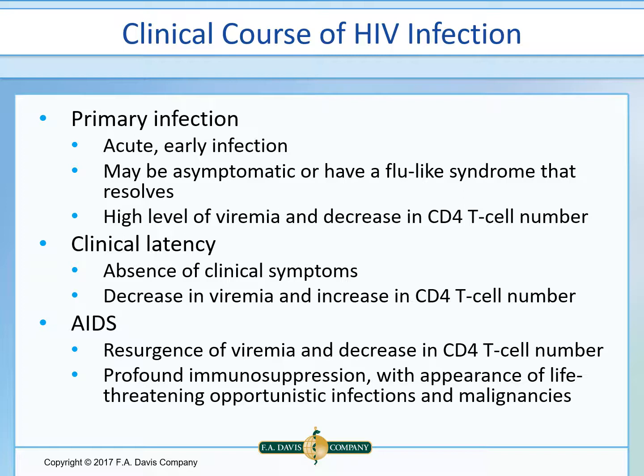HIV causes a chronic infection that's characterized by progressive decline in the immune system. Although the manifestation of the disease varies in individual patients, the infection typically progresses through a clinical course that begins with a primary or acute infection, followed by a period of latency that eventually ends with AIDS, the acquired immunodeficiency syndrome, if left untreated.